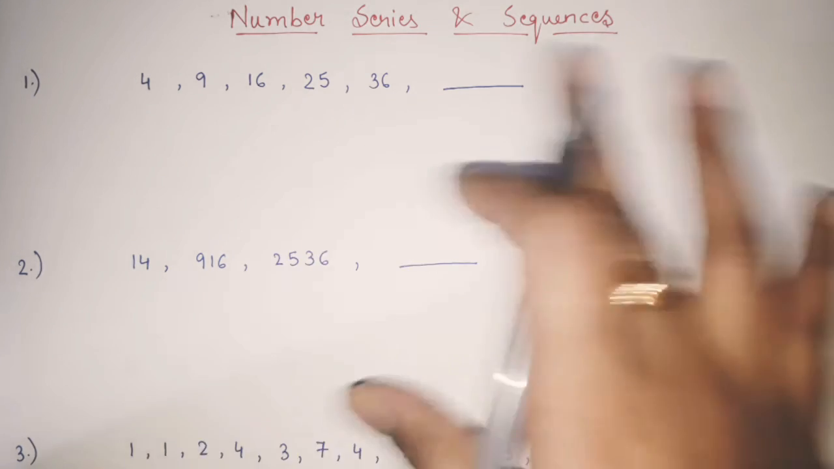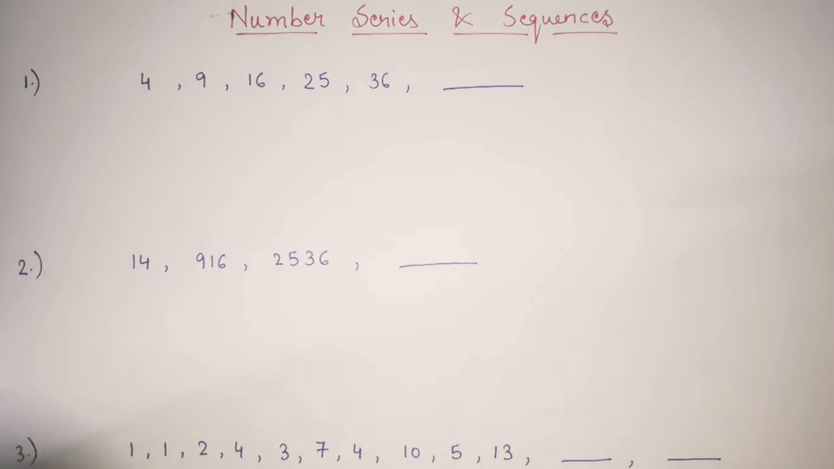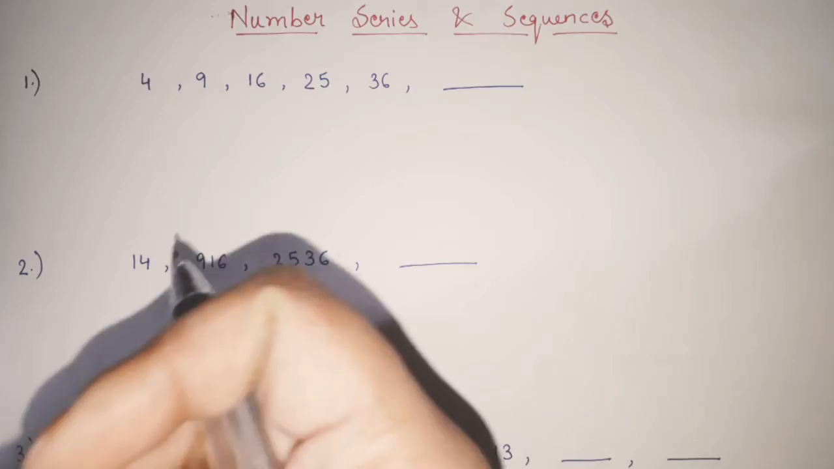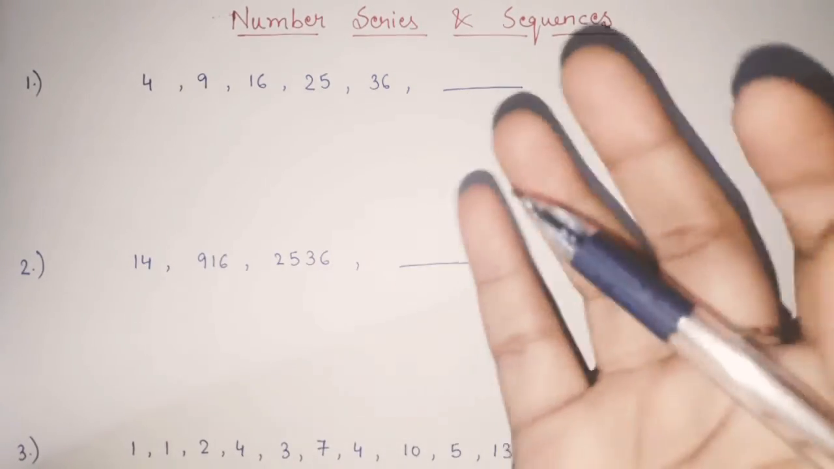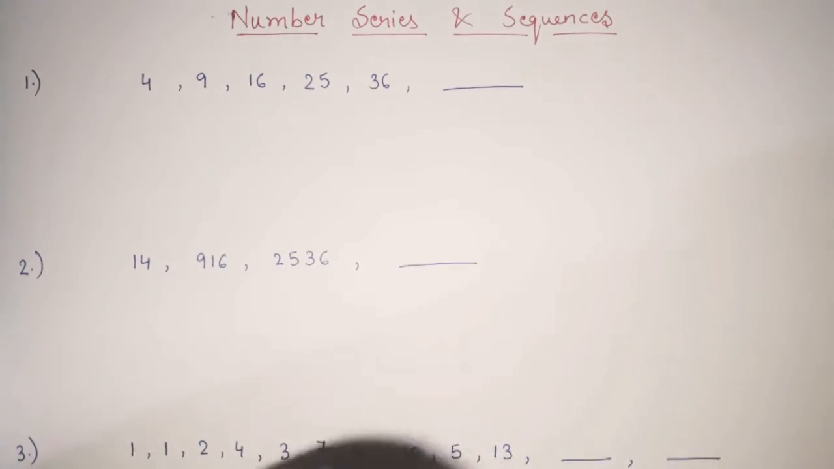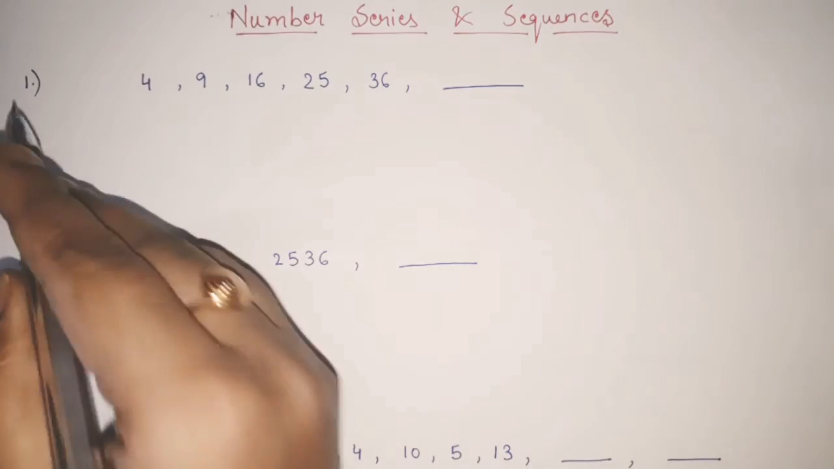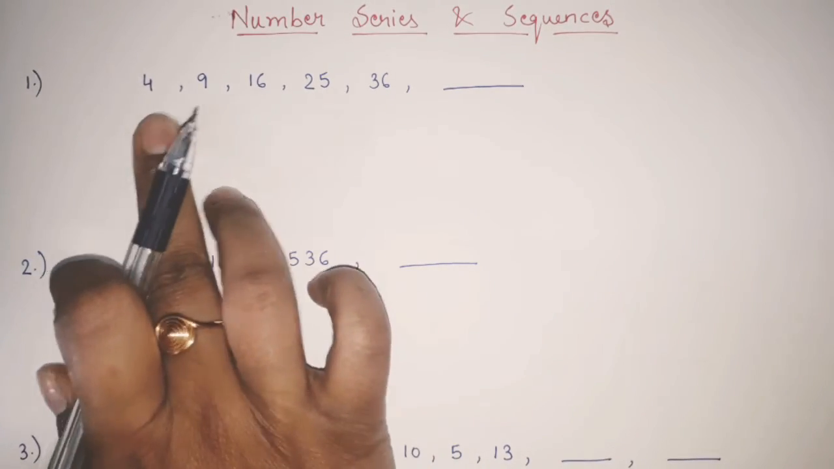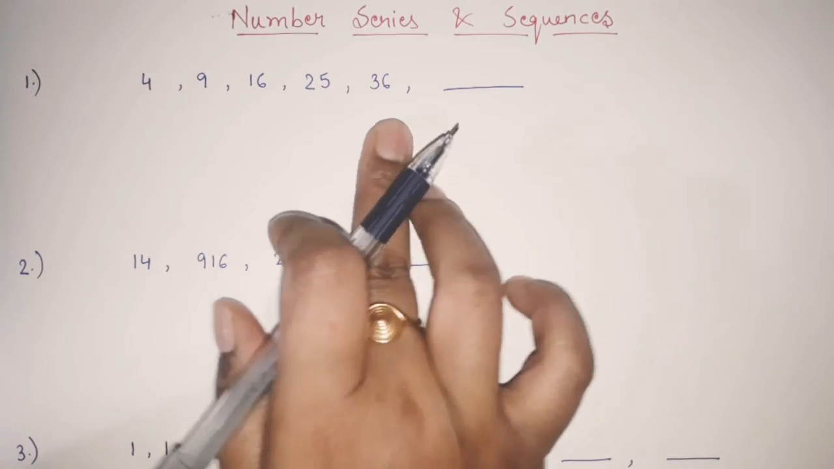Okay guys, so without wasting much time, let's see these examples and we will quickly see how to identify the pattern and how to answer these questions quickly. So see, let's see the first pattern. 4, 9, 16, 25, 36, blank.